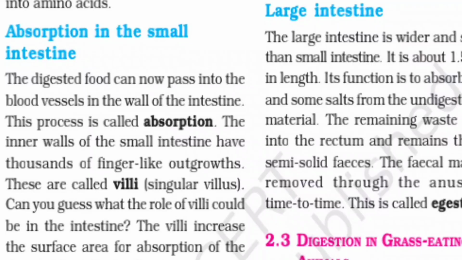Observation in the small intestine. The digested food can now pass into the blood vessels in the wall of the intestine. This process is called absorption. The inner wall of the small intestine has thousands of finger-like outgrowths. These are called villi, singular villus.